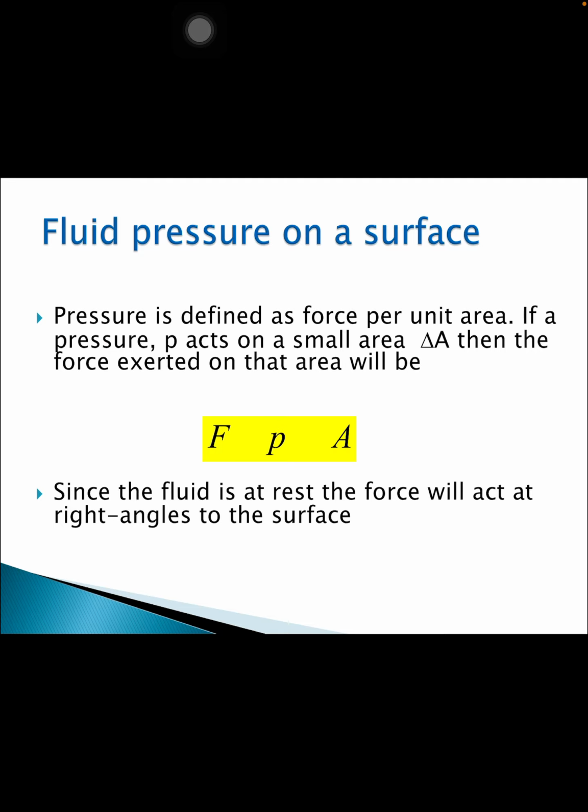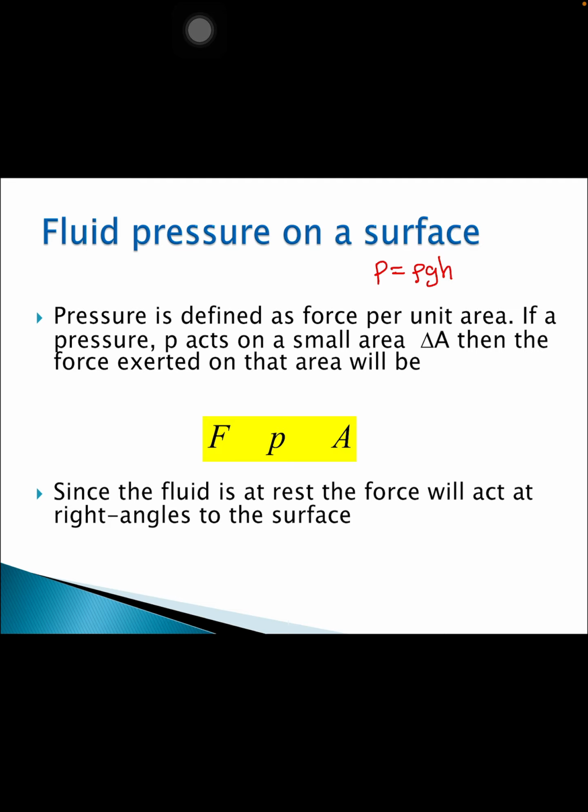Before this we learned that P equals rho g h, right? Rho g h in the manometer, where we have to calculate the pressure at the level of the manometer. So now we proceed to the pressure on the surface. Okay, this is the surface of the object.